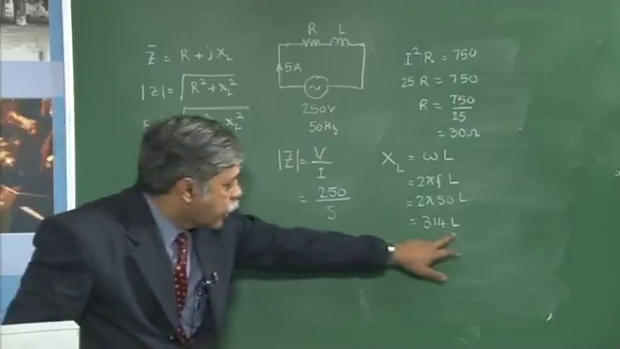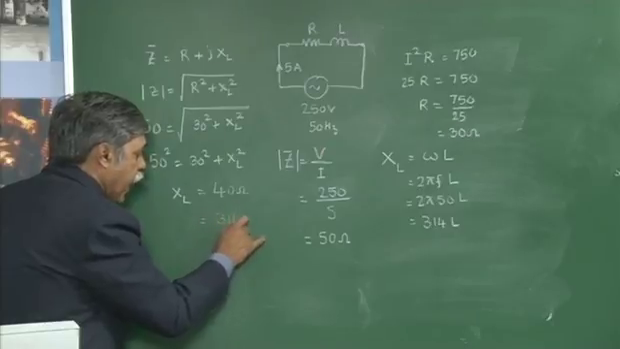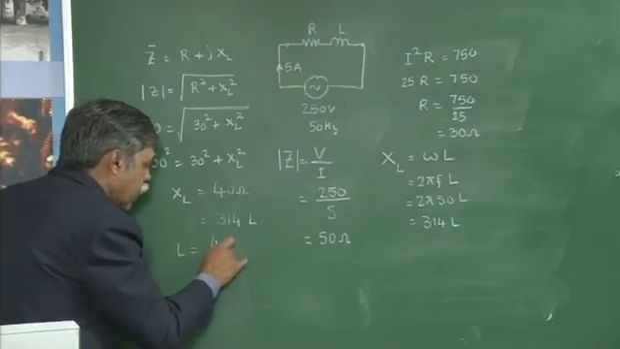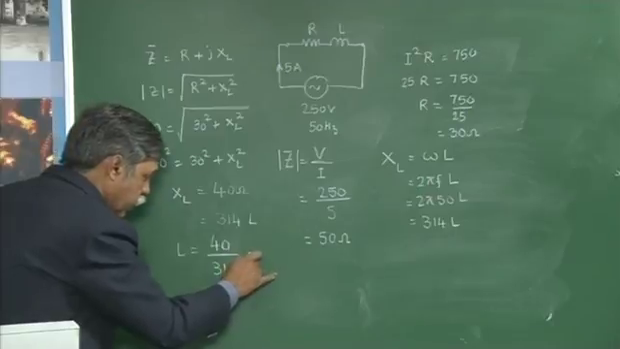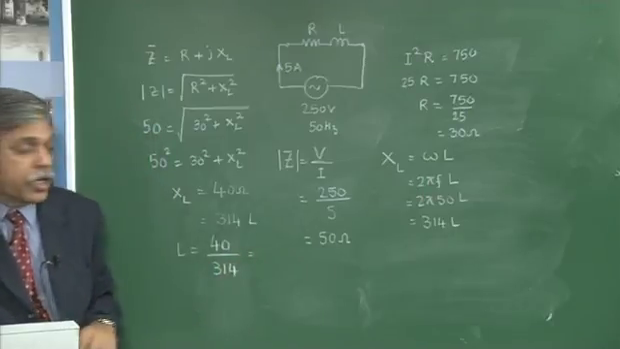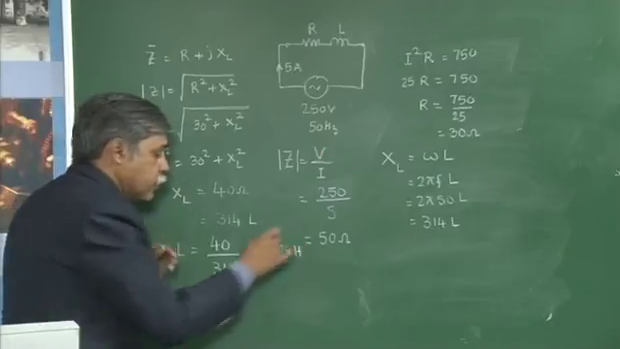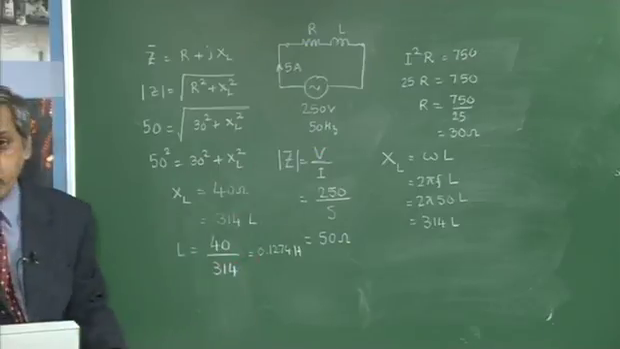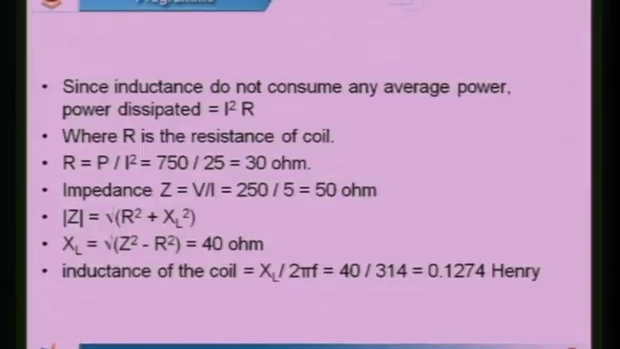As per this equation, XL is equal to 314 L. Therefore L is equal to 40 ohms divided by the angular frequency omega, 314. So this will give you the value of the inductance to be 0.1274 Henry. This complete solution I have given on the screen, you can see that. So these are the minimum number of steps by which I can solve this problem.